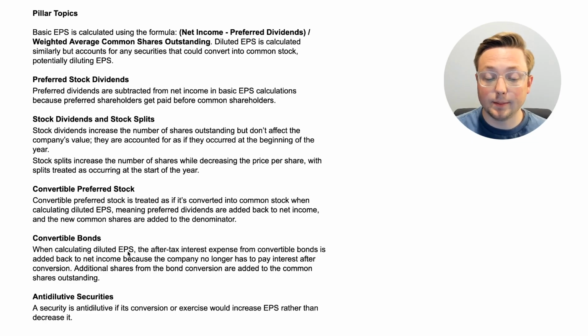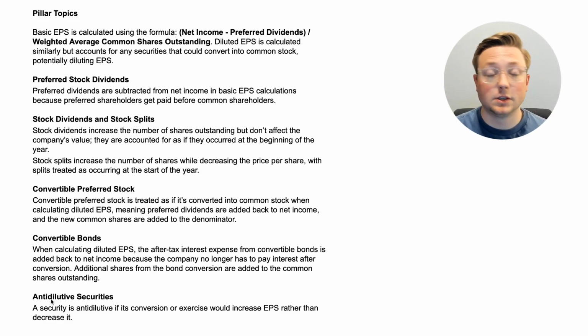Next, the convertible bonds. When calculating diluted EPS, the after-tax interest expense from convertible bonds is added back to net income because the company no longer has to pay interest after conversion. Additional shares from the bond conversion are added to the common shares outstanding. Don't forget that this is the after-tax interest expense, so you need to take into consideration the tax savings that they're losing out on by paying this interest.